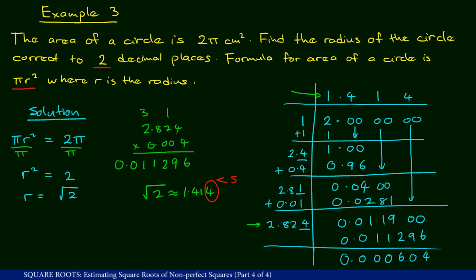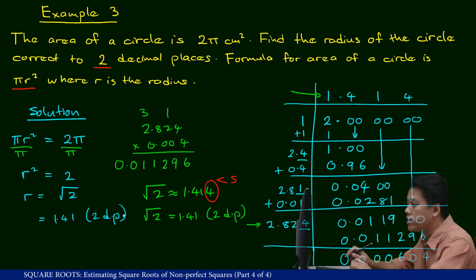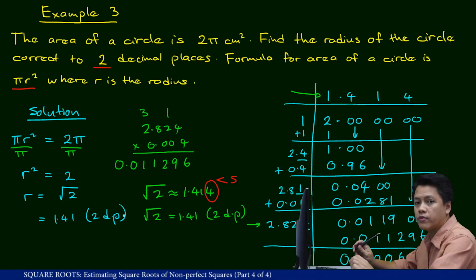That means the square root of 2 is equal to 1.41, which is correct to 2 decimal places. That's roughly r is equal to 1.41, to 2 decimal places. So that is how we determine the value of the radius of the circle up to 2 decimal places.